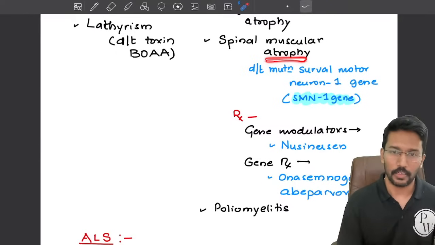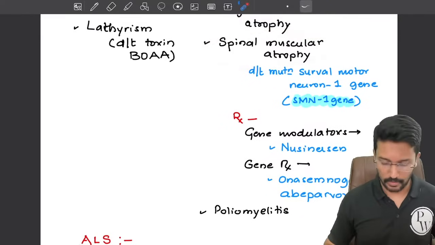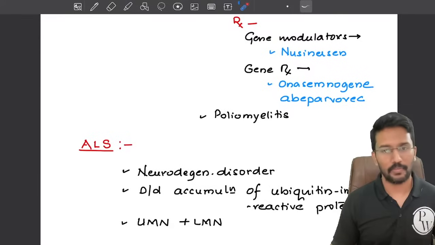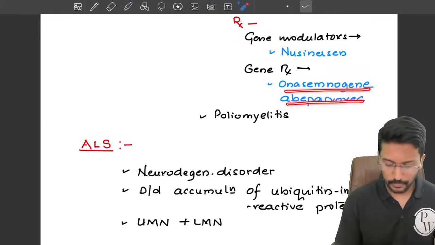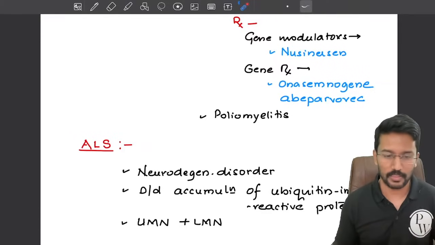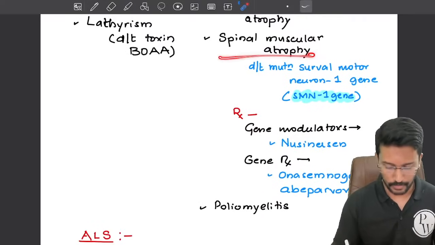The moment you see atrophy in a question, and it is about motor neuron diseases, it has to be lower motor neuron. Okay, and for spinal muscular atrophy, we have some treatment. One of the drugs is a gene modulator like nusinersen, and then we have a gene therapy, onasemnogene abeparvovec, which costs 16 crores. So as of now, the costliest treatment available is for this disease, spinal muscular atrophy.